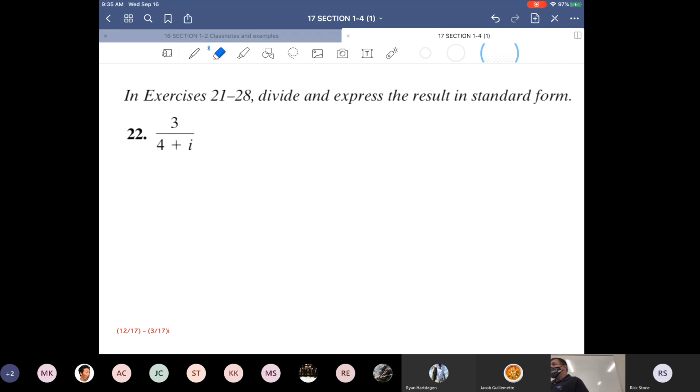Remember back when we were dealing with radicals, we said we could not have a radical in the denominator. And what does i equal? Square root of negative 1, right? So we can't have an i in the denominator. Can anyone think of some technique that we used the last time to solve this?